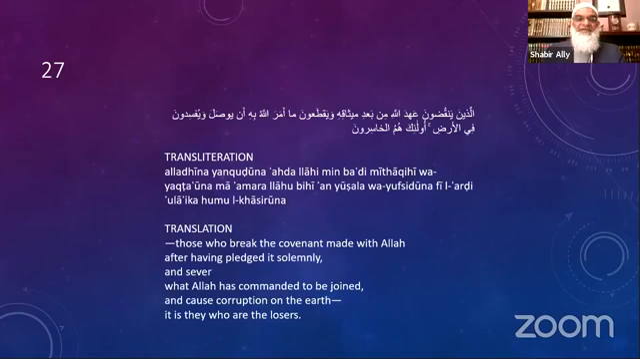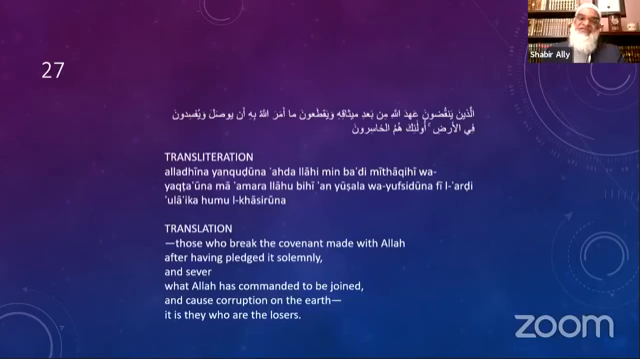So the translation: those who break the covenant made with Allah after having pledged it solemnly, and sever what Allah has commanded to be joined, and cause corruption on the earth, it is they who are the losers. Now you see the dash that starts the translation, where there's a dash and then it says those who break the covenant.